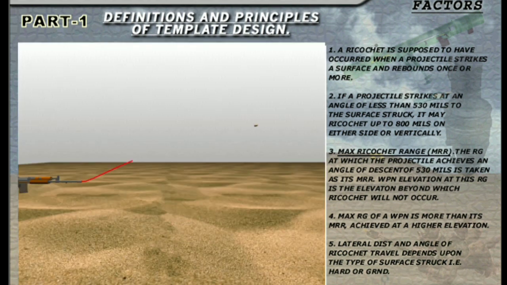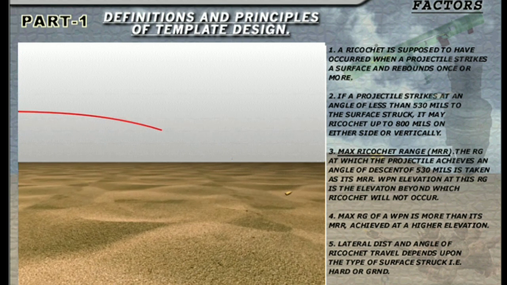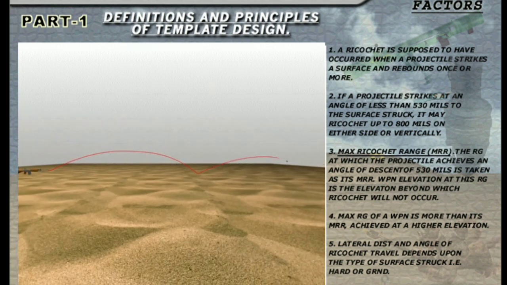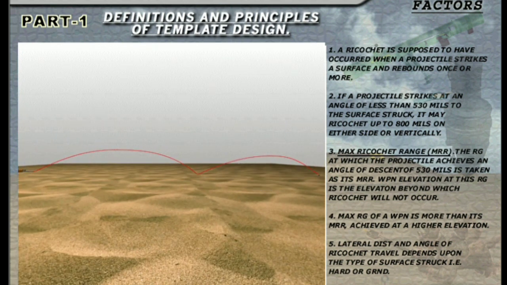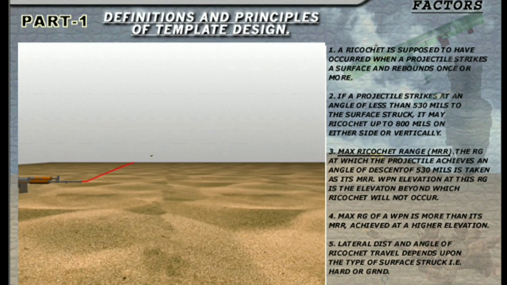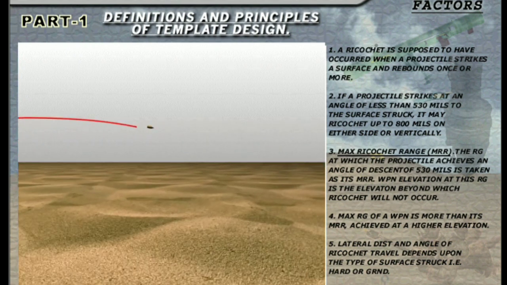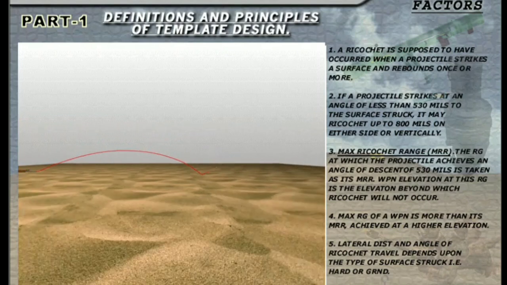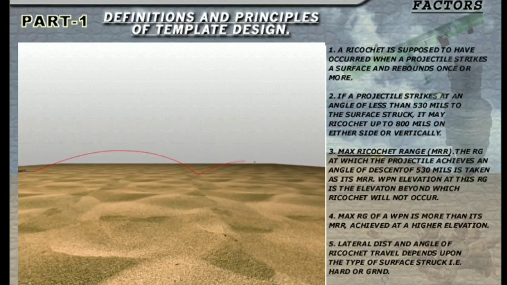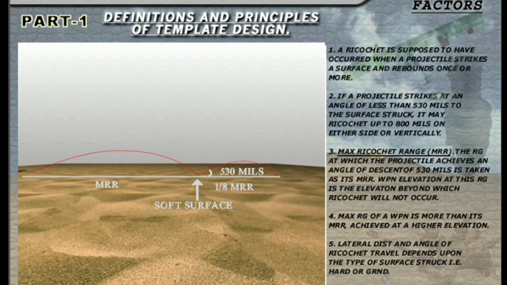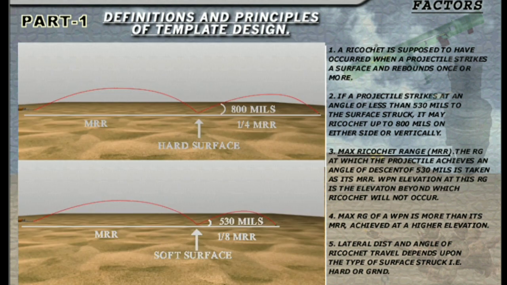Lateral distance and the angle of ricochet travel depend upon the type of surface struck, that is, hard surface or ground surface. Lateral distance: hard surface 1/4 of MRR, ground surface 1/8 of MRR. Angle of ricochet: hard surface up to 800 mils, ground surface up to 530 mils.